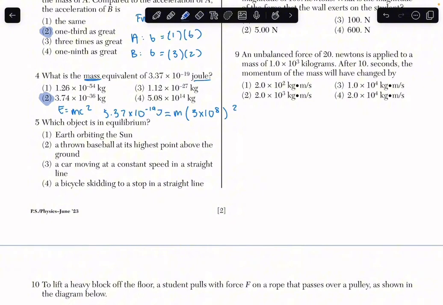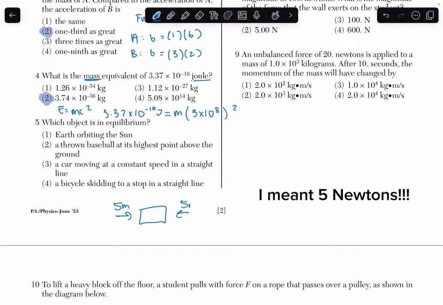5. Which object is in equilibrium? So remember, equilibrium is when your F net is 0, okay? So it's when everything cancels each other out and you're completely balanced. Everything is looking for balance in life, and that's equilibrium. For example, if this box is being pushed 5 meters here and 5 meters here, it's in equilibrium.